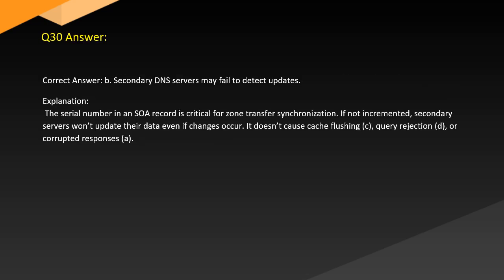Correct answer: B. Secondary DNS servers may fail to detect updates. Explanation: The serial number in the SOA record is critical for zone transfer synchronization. If not incremented, secondary servers won't update their data even if changes occur. It doesn't cause cache flushing. C. Query rejection. D. Or corrupted responses. A.